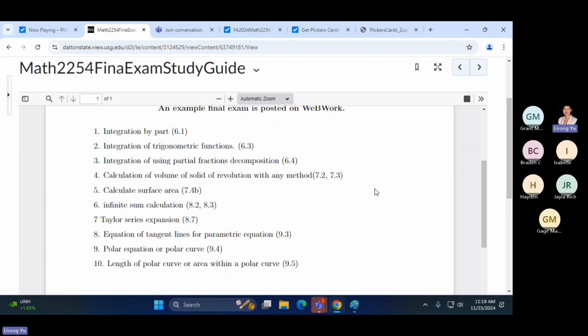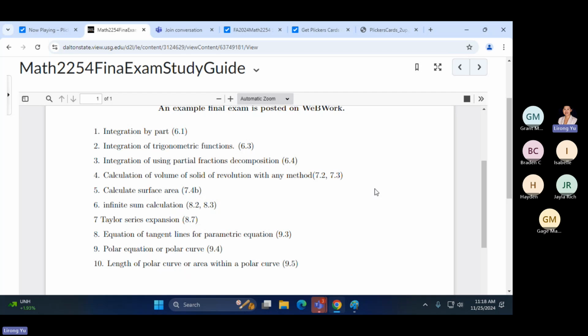The first 3 questions are from chapter 6. These are the integration techniques. We can do integration by parts if you have a multiplication of 2 separate types, like one is a logarithm and the other is a polynomial, or one is trigonometric and the other exponential. So when you multiply 2 different types of functions, you may have to apply integration by parts in order to find the antiderivative. 6.3 is the integration of trig functions.